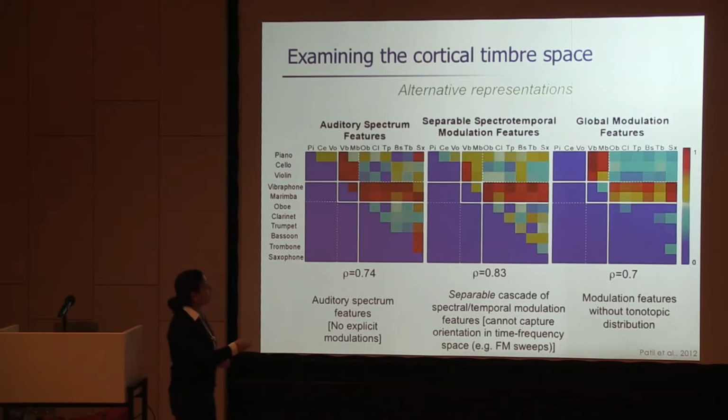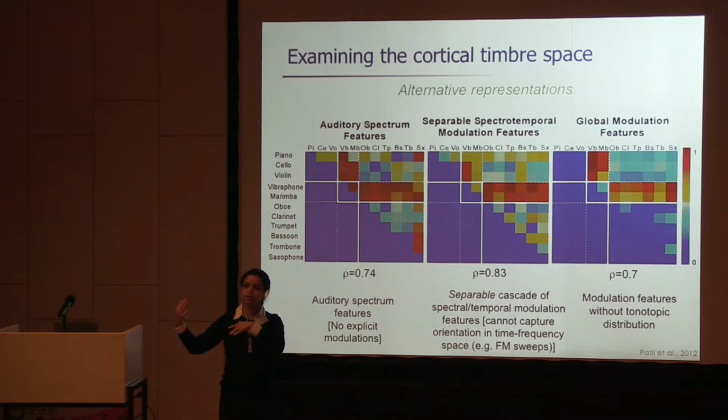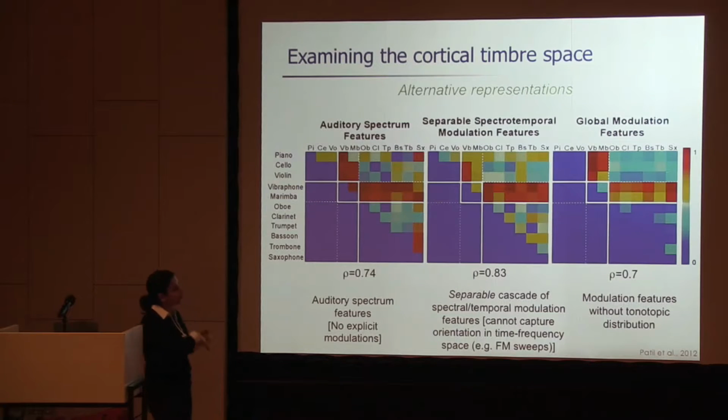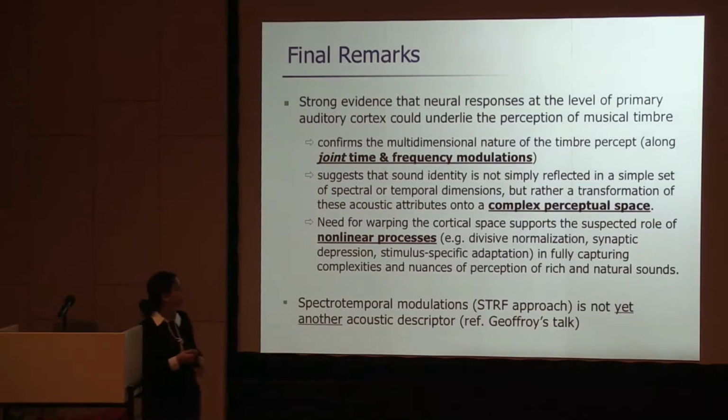The other very interesting one is this one. In this one, we took the temporal modulations alone and the spectral modulations alone, and we concatenated them. So what we took away are these oriented ripples. We just took the horizontal ones and the vertical ones. The modulation information is still there, but there is no information about the tilts, the FM sweeps in the signal, and that actually hurts how well we can match the perceptual space. So all of this together gives us evidence that the representation at the level of primary auditory cortex could potentially underlie how we perceive musical timbre.